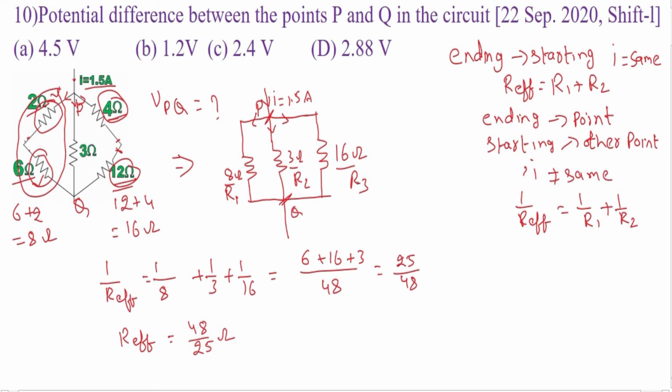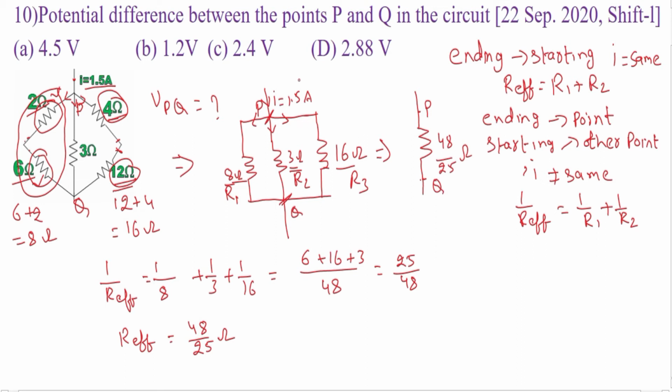Now this entire circuit can be replaced like this. This is my P point. Instead of these three resistors, I am substituting a single resistor whose resistance value is 48 by 25 ohm, and this is my Q point. Now what are we supposed to calculate?